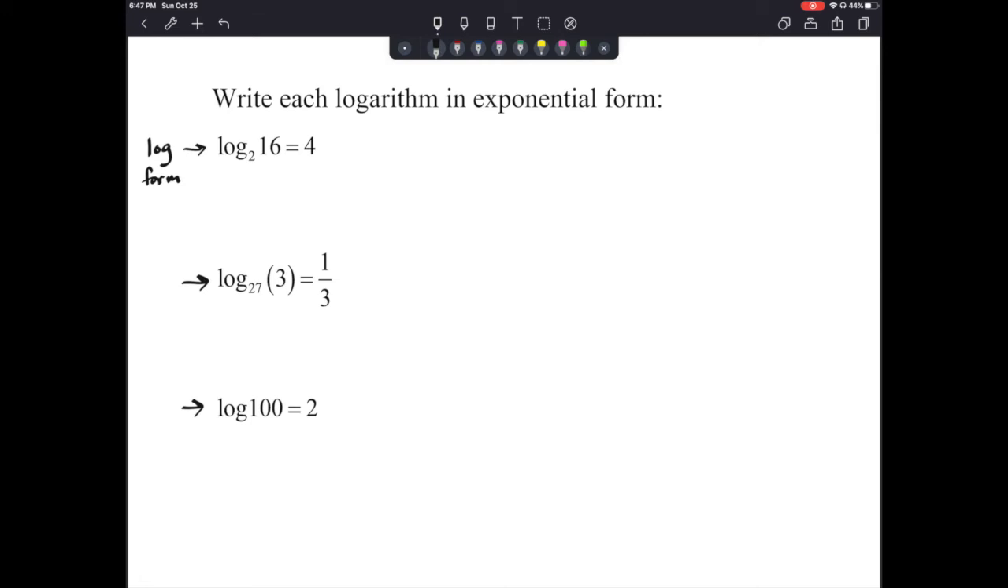If I want to write it in its exponential form, that's where I need to go around the world, as some people call it. I'm going to take my base of 2, raise it to the 4th power, and it should equal 16. So 2 to the 4th power equals 16. This is the exponential form.